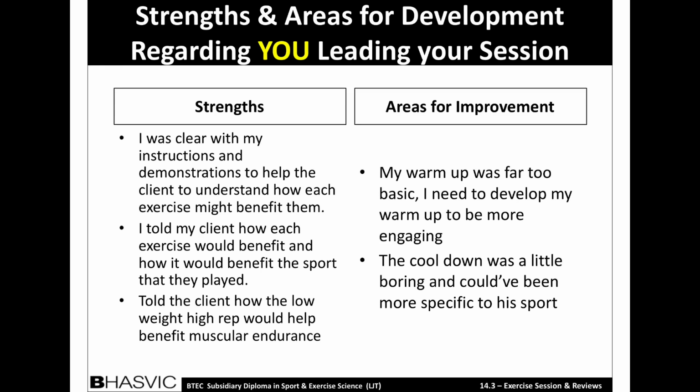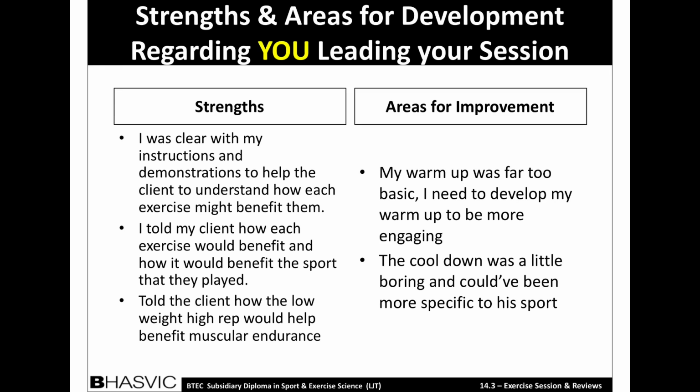I've named some strengths. I think that I was clear with my instructions and demonstrations to help the client to understand how each exercise might benefit them. I also told my client how each exercise would benefit them and how it would benefit the sport that they played. I also told the client how the low weight, high rep would help benefit muscular endurance.